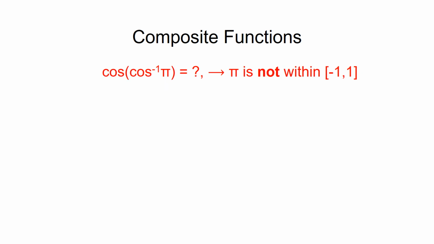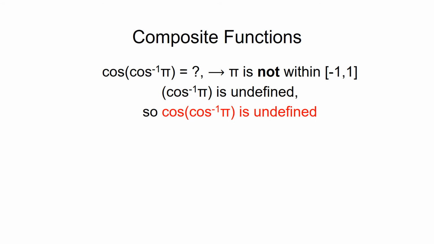Here's another one. Let's say we have the cosine of the inverse cosine of pi. In order for us to find the inverse cosine of a value, the value needs to be between -1 and 1. But that's not the case here. Pi is greater than 1. It's 3.14 and so on. That means the inverse cosine is undefined. And if it's undefined, when we try to take the cosine of something that's undefined, that result is also undefined.